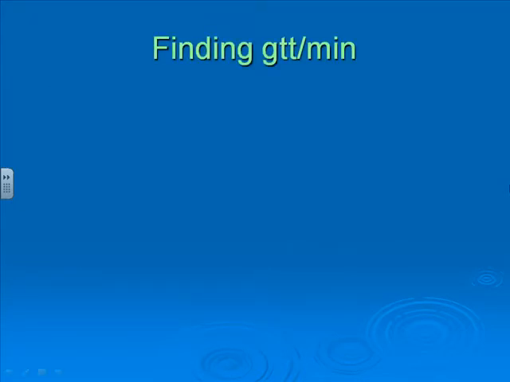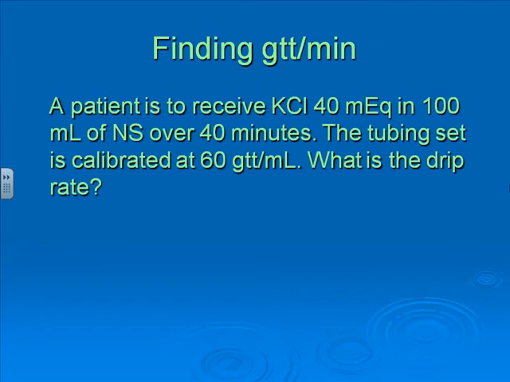Let's look at an example. Let's say a patient is to receive potassium chloride 40 milliequivalents and 100 milliliters of normal saline over 40 minutes. The tubing set is calibrated at 60 drops per milliliter. What's the drip rate? Well, there's two clues telling us that we're finding drops per minute.